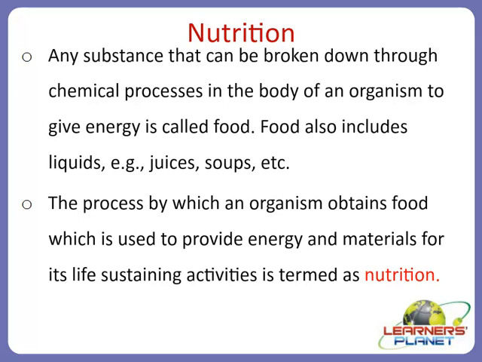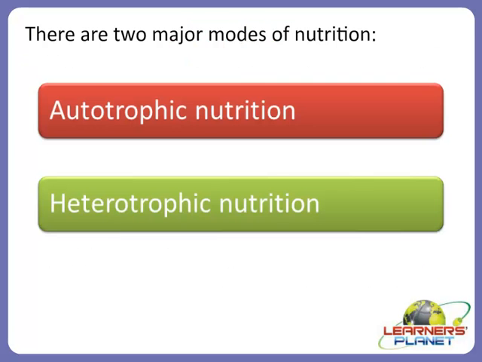Thus, we can say that the study of the process of nutrition in various organisms gives us an idea about their nutritional requirements. There are various other materials which are required for our body, like the organic and inorganic raw materials which are required for building the structure of our body and maintaining its functions. So now let us discuss these modes of nutrition. There are two major modes of nutrition. First is autotrophic nutrition and secondly heterotrophic nutrition.